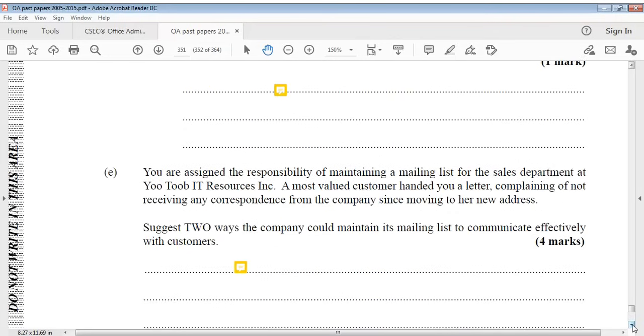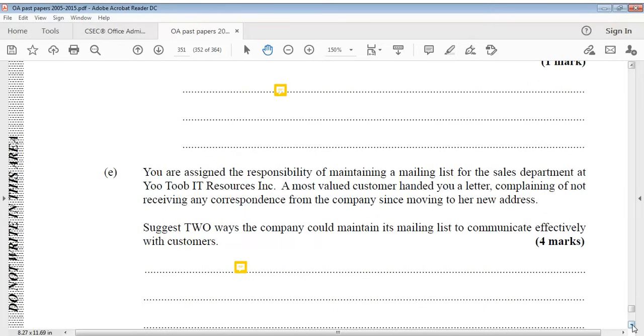Let's look at 7E. You are assigned the responsibility of maintaining a mailing list for the sales department at YouTube IT Resource Incorporated. A most valued customer handed you a letter complaining of not receiving any correspondence from the company since moving to her new address. Suggest two ways the company could maintain its mailing list to communicate effectively with customers.